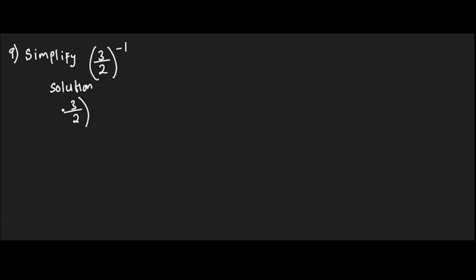3 over 2 raised to power minus 1. In solving this, we are going to apply this rule here, where we have s raised to power minus n equals 1 over s raised to power n. When we have s raised to power minus 1, that is 1 over s raised to power 1. Now, this means we have 1 over 3 over 2 all raised to power 1.